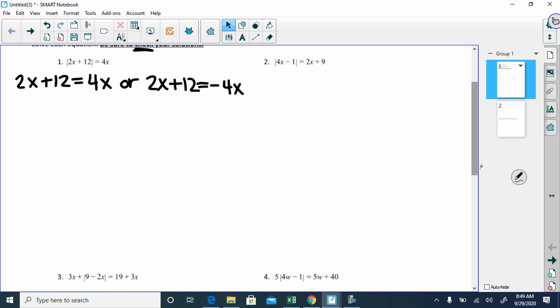Alright, so what would I do first for the 2x plus 12 equals 4x? Okay. So then I'm going to have 12 equals, good. And then the last thing I would need to do is, good. So I end up with x equals 6, right?